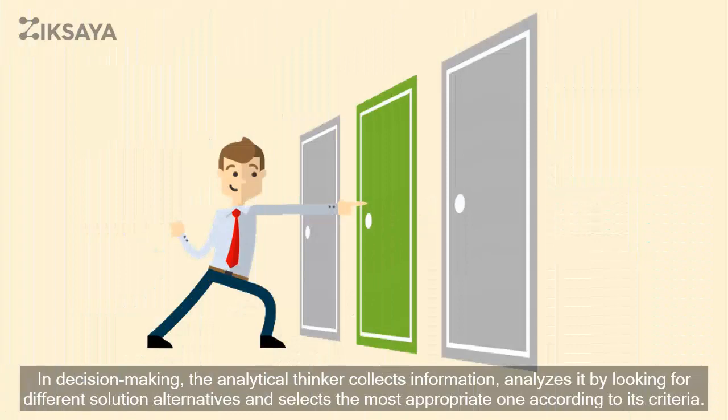In decision-making, the analytical thinker collects information, analyzes it by looking for different solution alternatives and selects the most appropriate one according to their criteria.